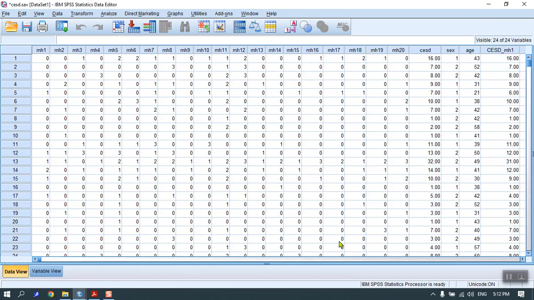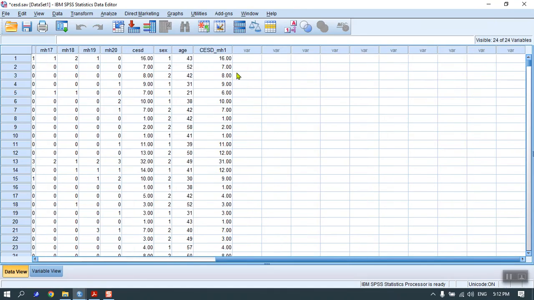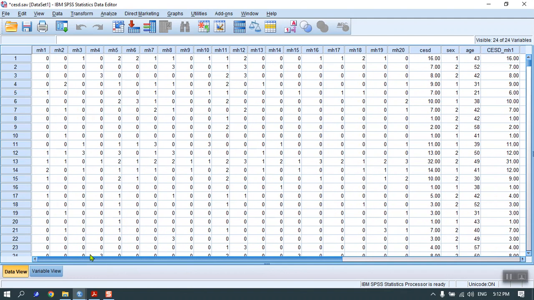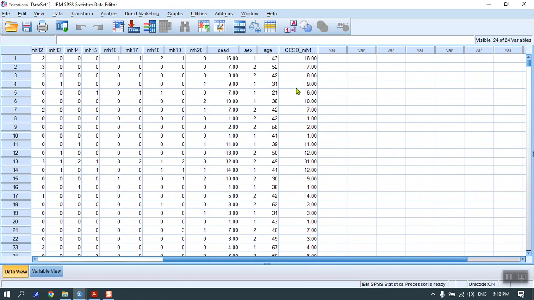If you take a look at the data and scroll it over to the side, you'll see there's a new score called CSD underscore MH1. And you can see for this first person, the first 4 individuals gave a 0, and then the 5th one gave a 1. If you look at the CSD, those should be the same except for this respondent here, for whom it's going to be one less.